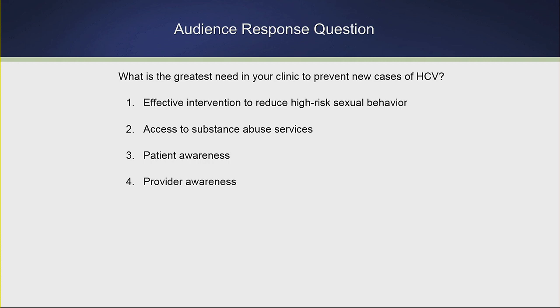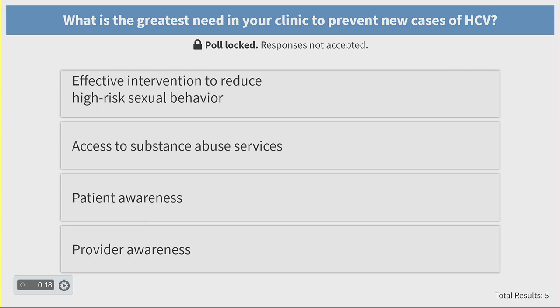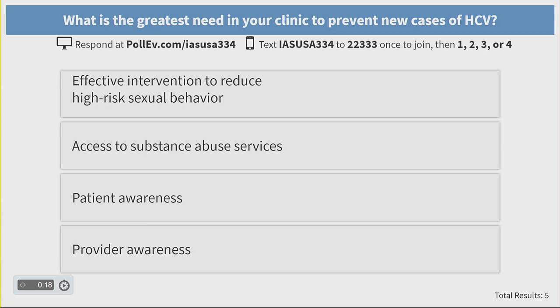So what's the greatest need in your clinic to prevent new cases of hepatitis C? Is it the high-risk sexual behavior? Is it really the substance use? Is it patient awareness or provider awareness? Some not-right-answer questions today, to get some thought. Okay, go.